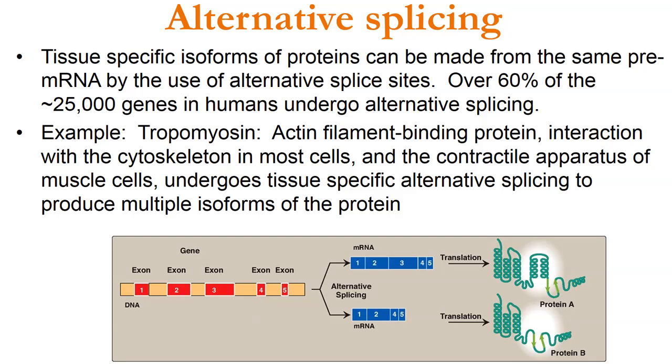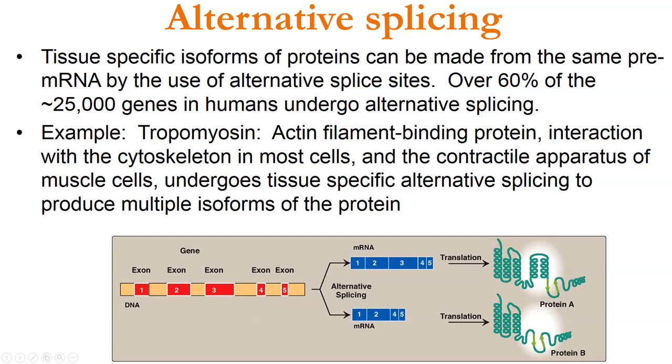25,000 doesn't really sound like that many, at least to a molecular biologist. Maybe to you guys that sounds intimidating. I promise you we won't learn 25,000, but it's not very many. Well, one of the ways we can actually generate a diversity of gene products from only having 25,000 genes is by alternative splicing.